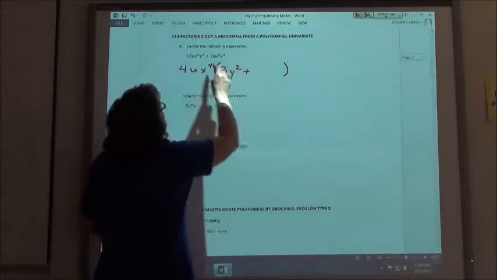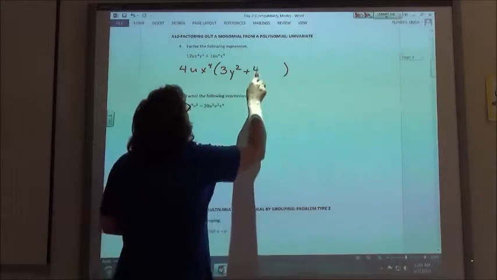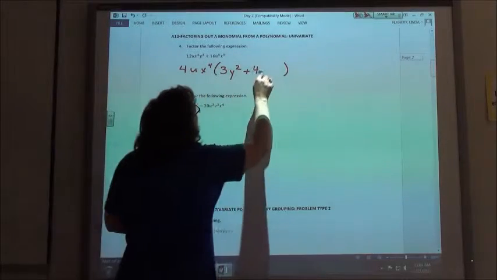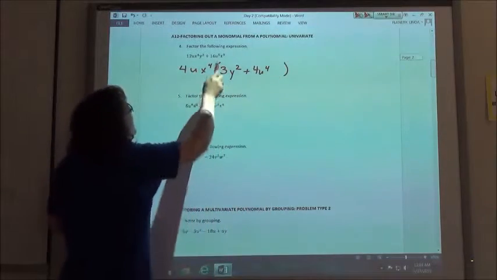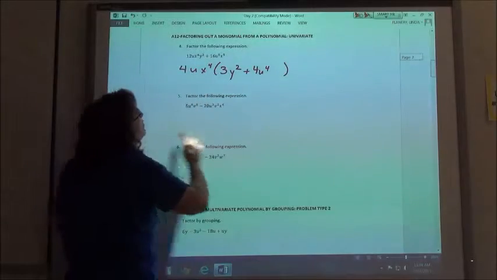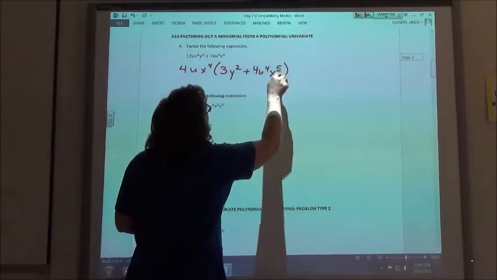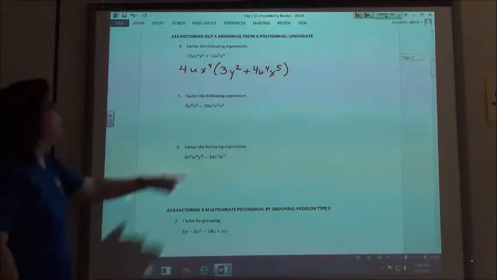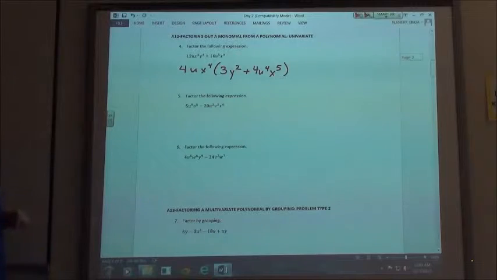Plus 16 divided by 4 is 4. I had u to the 5th. I took out a u, so I have u to the 4th. I had x to the 9th. I took out x to the 4th, so I have x to the 5th. And so if I took 4ux to the 4th times 4u to the 4th x to the 5th, I would get the 16u to the 5th x to the 9th.